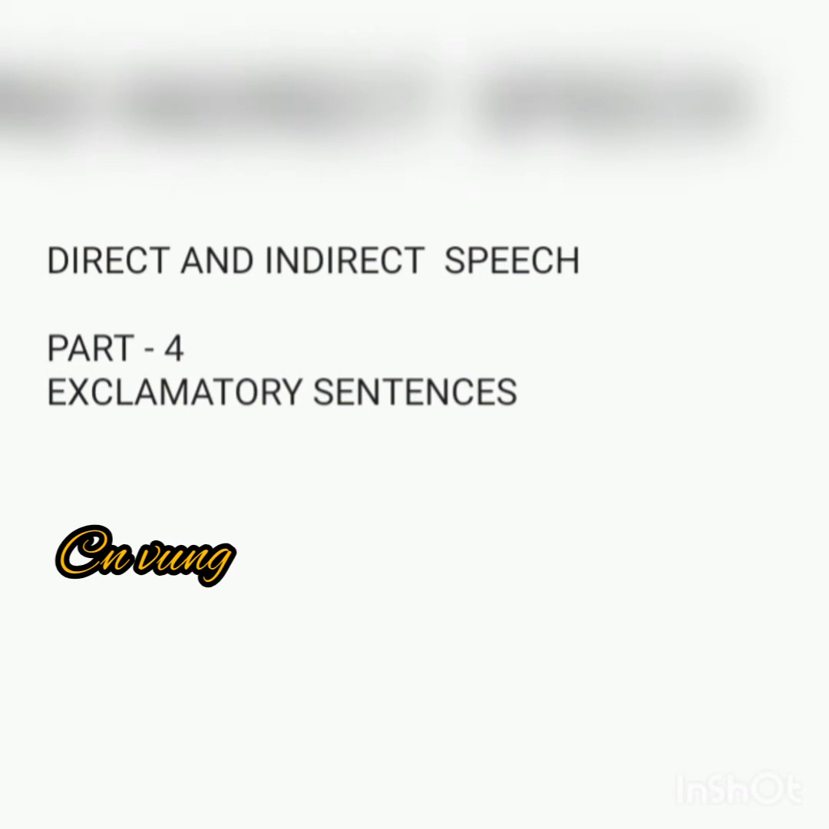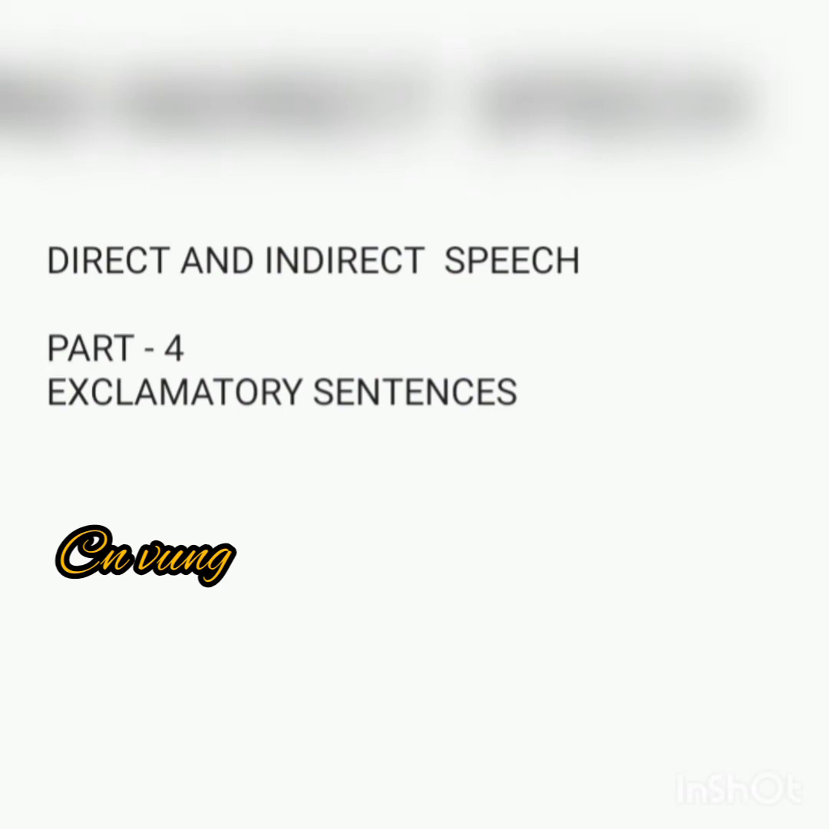This lesson is about direct and indirect speech, part 4, exclamatory sentences. An exclamatory sentence is one that expresses a sudden feeling of joy, sorrow, wonder, etc. The exclamatory mark is put after the exclamatory word or at the end of the sentence. An exclamatory sentence may be in the form of an ordinary sentence or sometimes in the form of a sentence where the subject and the verb come in the last part of the sentence.